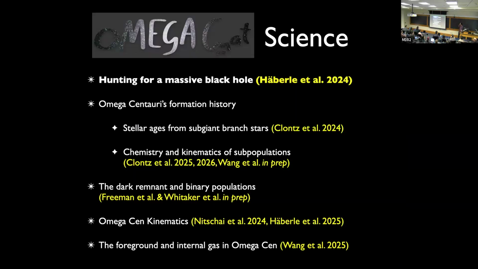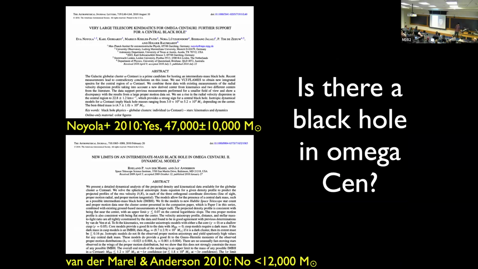Okay, so I'm going to tell you about some fun stuff that we found with OMEGACat. The first is hunting for a massive black hole. Then I'm going to talk about a little bit of Omega Cen's formation history, and talk about the dark matter binary populations. And then there's a couple things I won't talk about at the bottom there.